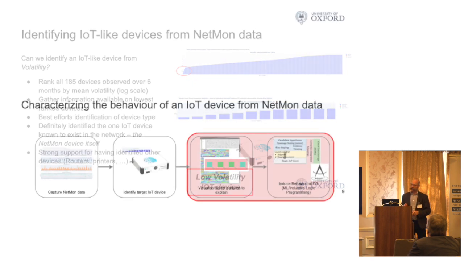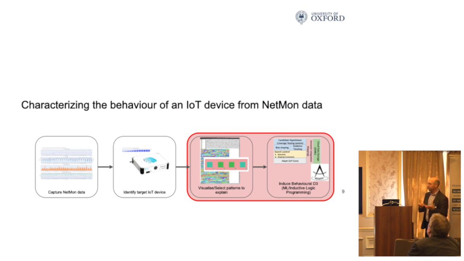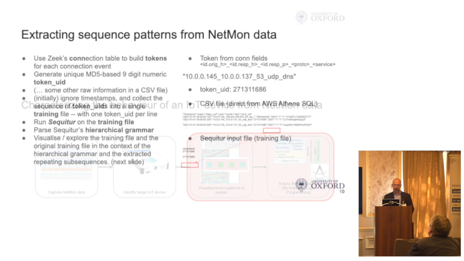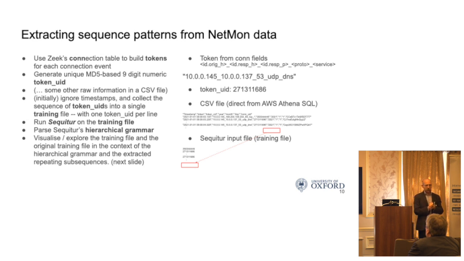So the next stage then is, can we reverse engineer dynamic descriptions of how that device works? The first thing to do is to throw away the timestamps, even though they were nicely stamped down to milliseconds, and just keep the temporal order. The device itself had just over 3,000 events in a 24-hour period.